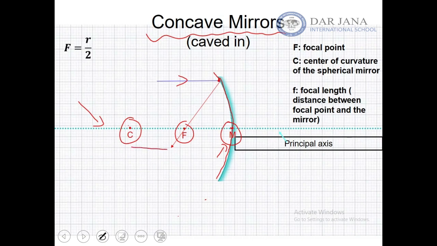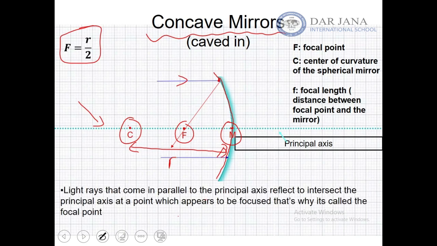The distance from point C to the mirror is the radius R. In math, in spheres, the distance from the center to the circle represents the radius. Here it is the same concept: the distance from point C to point M represents the radius. As we see, F is halfway along this distance between M and C. That's why F is considered as radius over 2. F is half the radius.